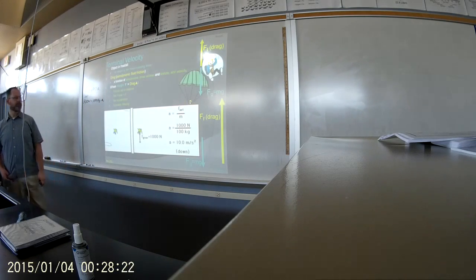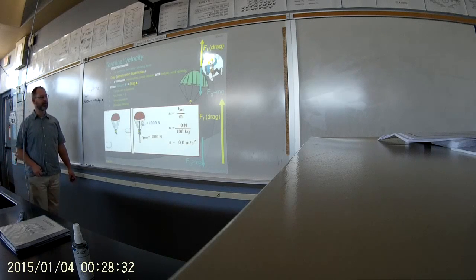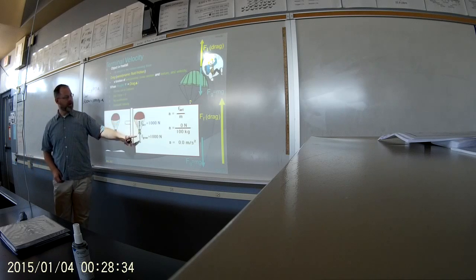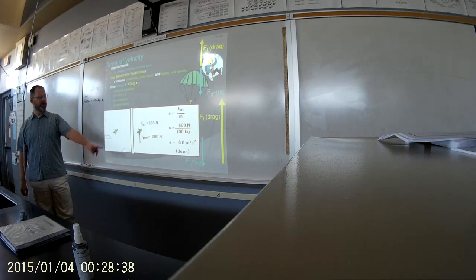Hey, look, it's an animation. So apparently this is me jumping out of the plane at 1,000 newtons. And I pull the chute and I have 2,000 newtons of drag, and that drag will decrease until, once again, my drag and my weight are the same. Acceleration starts at negative 10, and it goes up and then backwards.